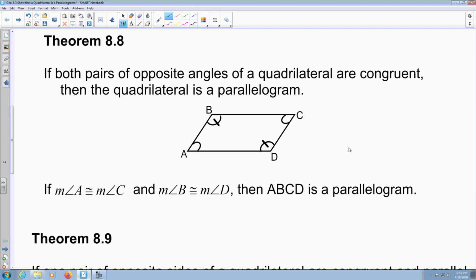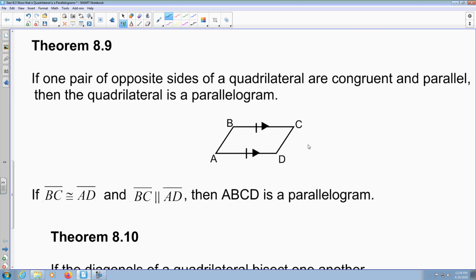We look at this theorem here. It says if both pairs of opposite angles of a quadrilateral are congruent, then the quadrilateral is a parallelogram. We talked about that in 8.2. So if these two here are congruent, they're saying that the measure of angle A is congruent to the measure of angle C, and also the measure of angle B is congruent to the measure of angle D, then ABCD is a parallelogram.